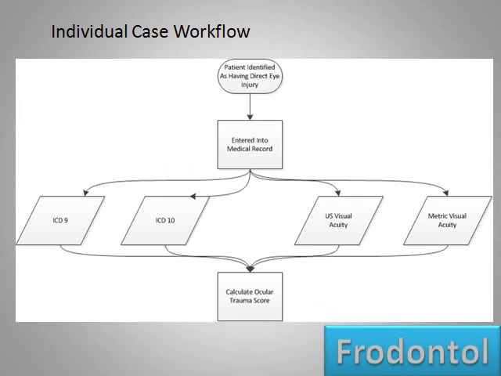Here you can see the workflow for the individual case that I just described. The patient is identified as having a direct eye injury. This is entered into the medical record in either ICD-9, ICD-10, US visual acuity, metric visual acuity, and others, as well as SNOMED and the LogMAR visual acuity scale. And then we feed this through the system to calculate the ocular trauma score.